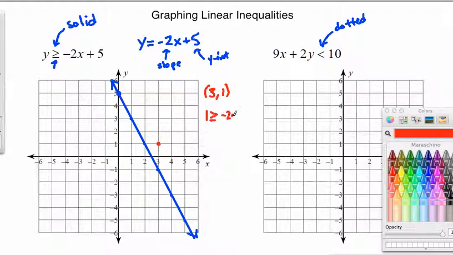Okay, negative 2 times 3 plus 5. All right, 1 is greater than or equal to negative 6 plus 5. 1 is greater than or equal to negative 1. And then you see if that statement is true. If it is true, which in this case it is, this is the side that we want to shade.